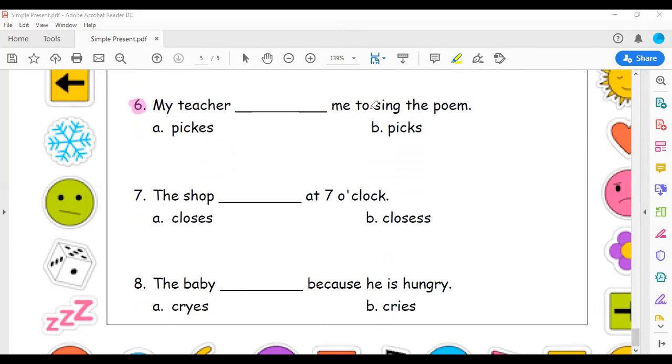My teacher picks me to sing the poem. Picks. But remember, this is es. Pick and picks. Which one? The shop closes at 7 o'clock. This is double S. The baby cries because he's hungry. Cries with Y, cries with I. Which one? So 6, 7, and 8 are homework.